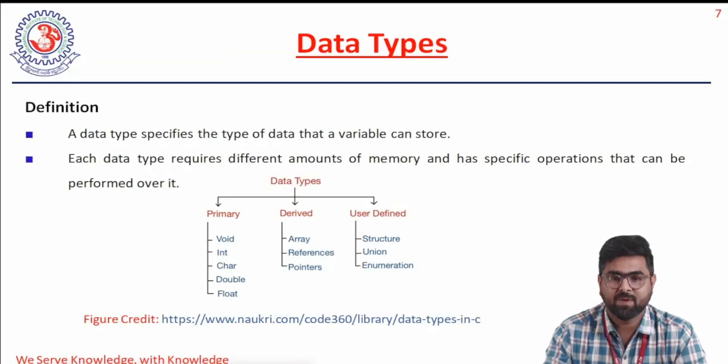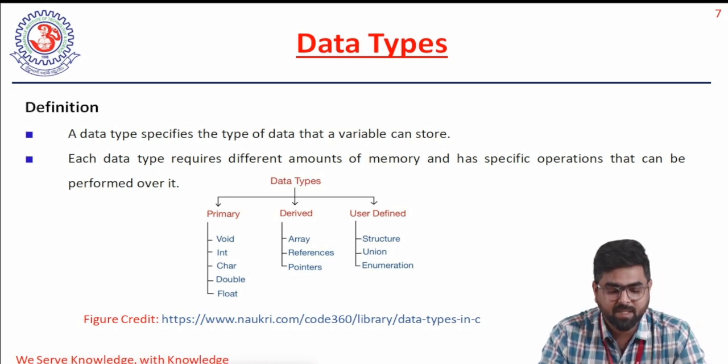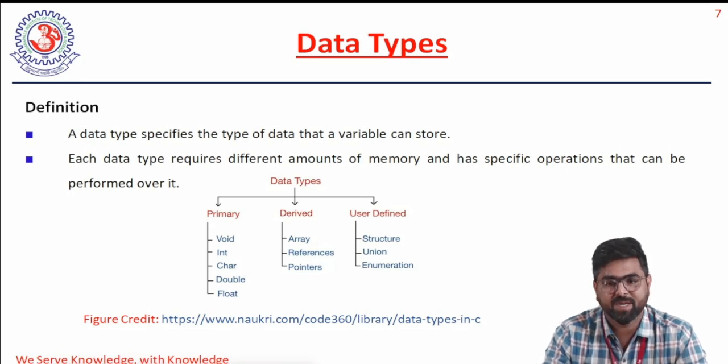So at the time of variable declaration, we have seen that when you are going to declare a variable, we need to specify the data type that we are going to store inside a variable, right? So from that we can take the definition of a data type. A data type specifies the type of data that we are going to store in a variable. Here each data type requires a different amount of memory and has specific operations that can be performed over it.